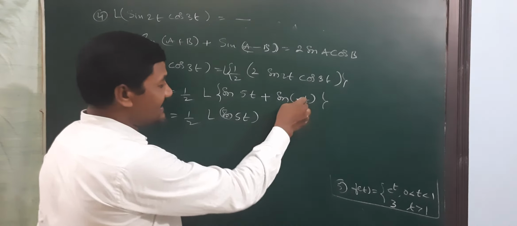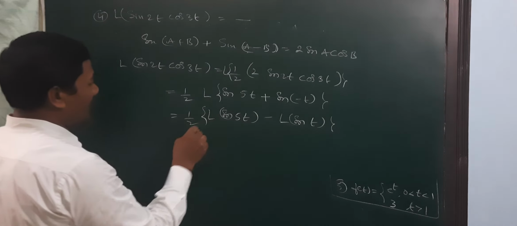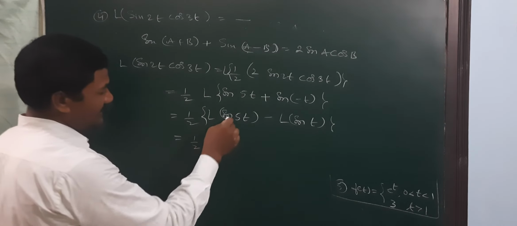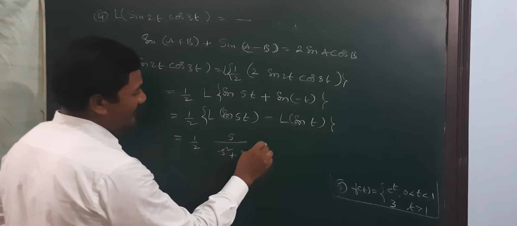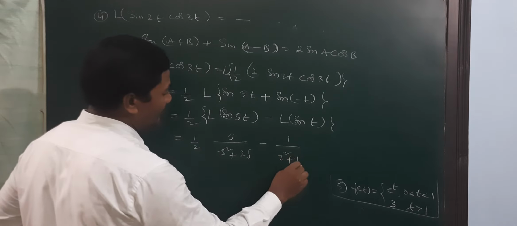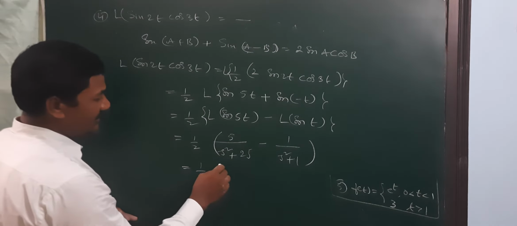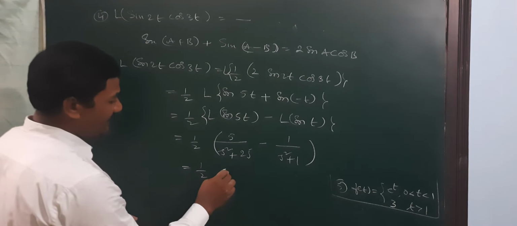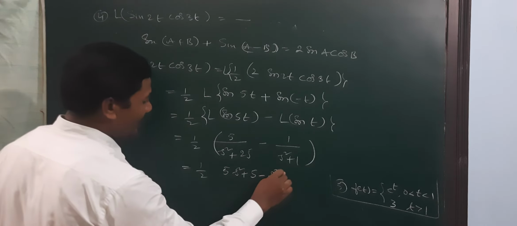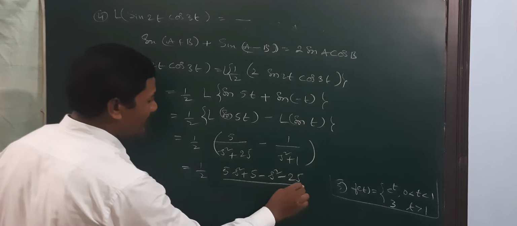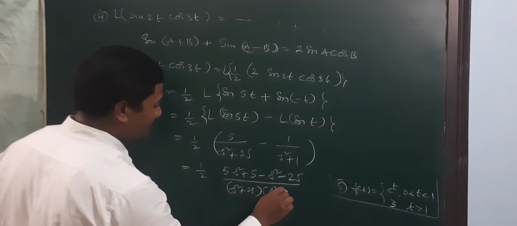Sin of minus theta means minus sin theta, that is minus L of sin t. Applying the formula, half into the Laplace transform: 5 by s square plus 5 square, that is 25, minus 1 by s square plus 1. So the LCM is 5 into 5 times s square plus 1 plus 5 minus s square minus 25, by s square plus 25 into s square plus 1 only.